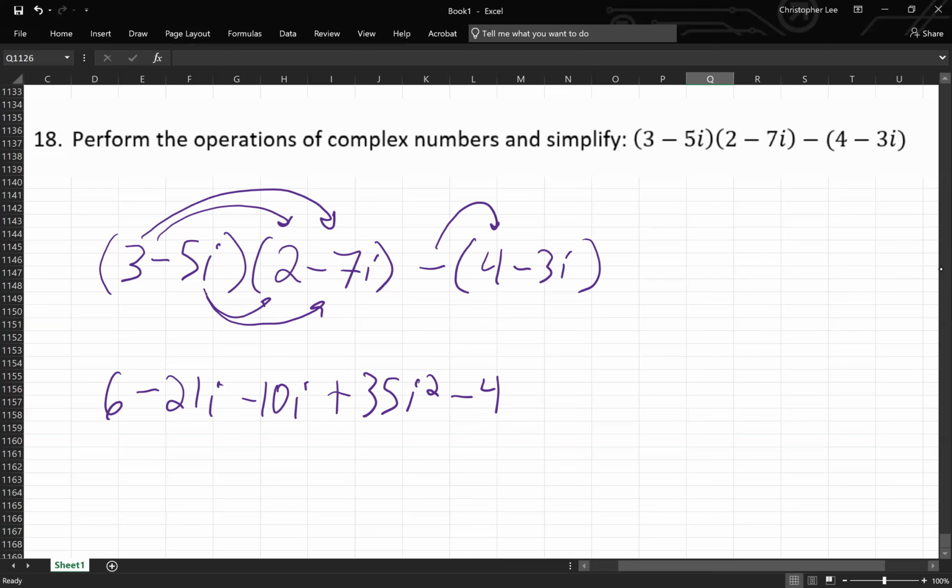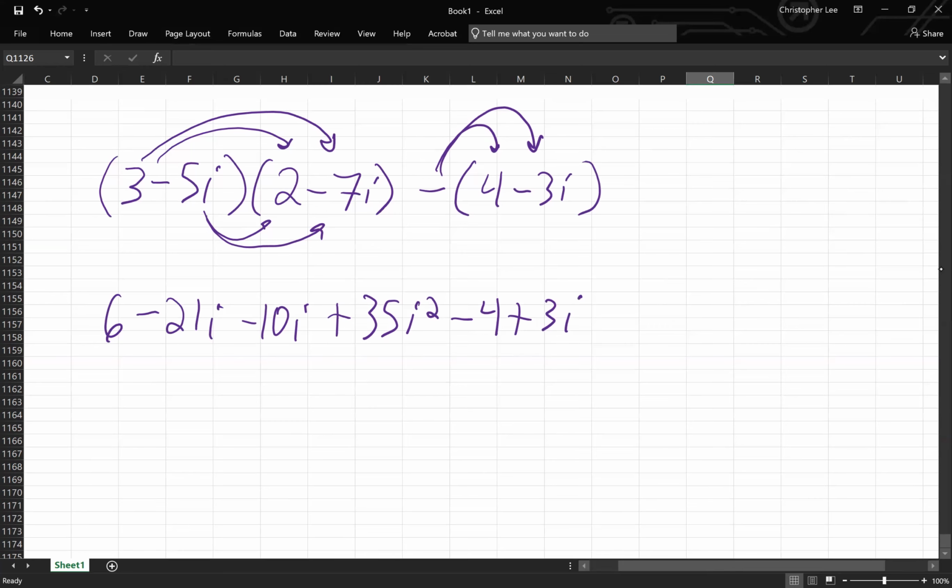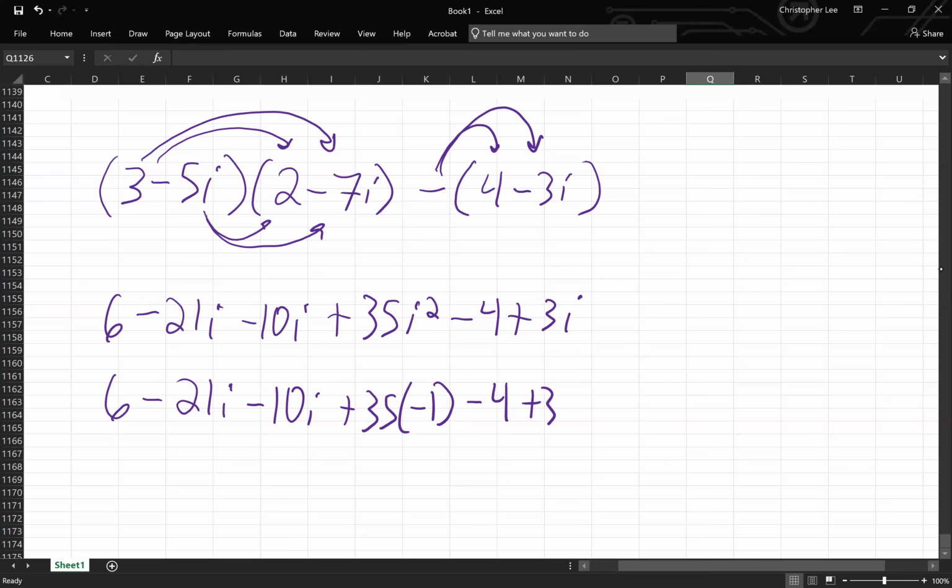After that, distribute this negative. This is going to be negative 4. And then distribute this. This is going to be positive 3i. After that, square your exponents first. This becomes 6 minus 21i minus 10i plus 35 times negative 1 minus 4 plus 3i, right? Because remember our i cycles, right? i equals square root negative 1. So i squared equals square root negative 1 squared, which is just negative 1, right?